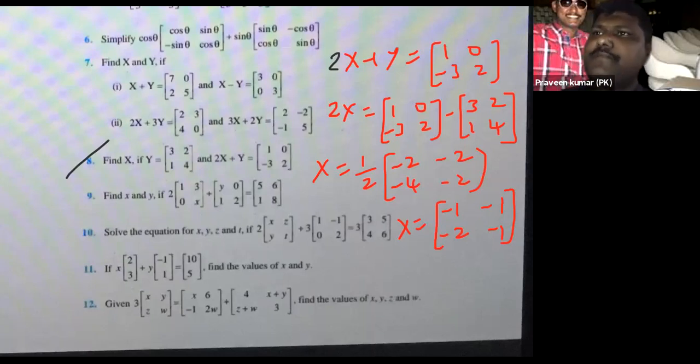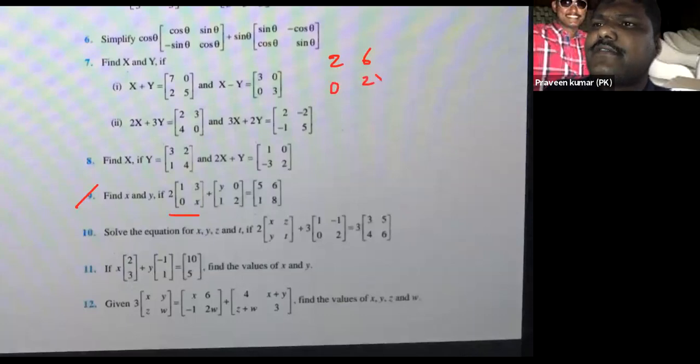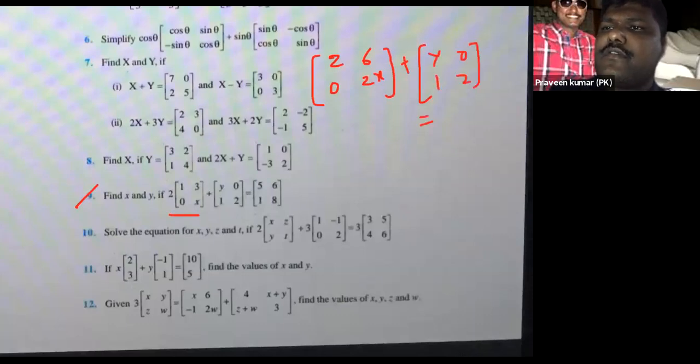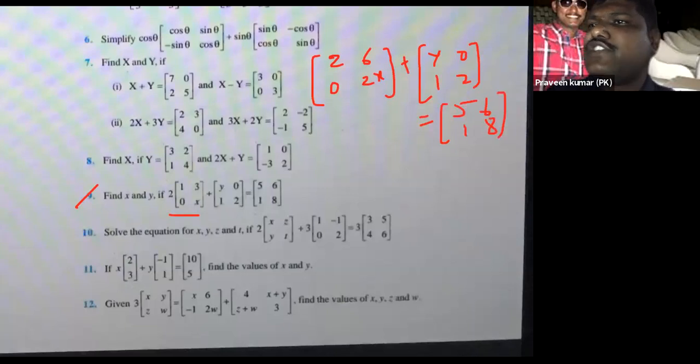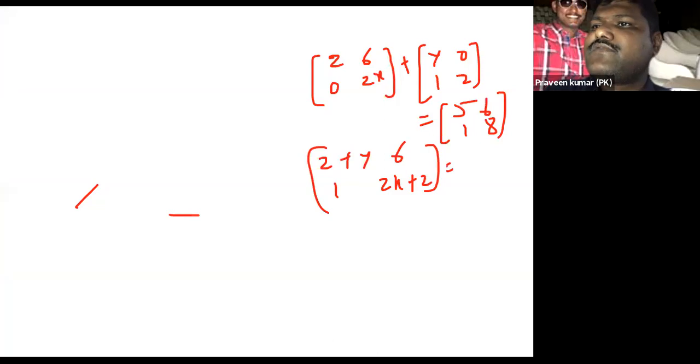Can I go to the next question? Question number 9. Multiply directly. 2 1s are 2, 2 3s are 6, 2 0s are 0, 2x. Plus y 0 1 2 is equal to 5 6 1 8. Just add these two values. 2 plus y, 6, 1 or 2x plus 2, is equal to 5 6 1 8.